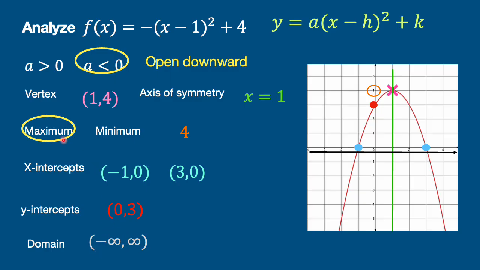Range: you say the maximum y value is 4. All the graph goes down, so the range is going to be negative infinity to 4. Be very careful, here is a bracket because 4 is included on the graph. Do you understand how to analyze a quadratic function, everyone? The main thing is you should know the leading coefficient, positive or negative, and the vertex, then you can find most of the information about a quadratic function.